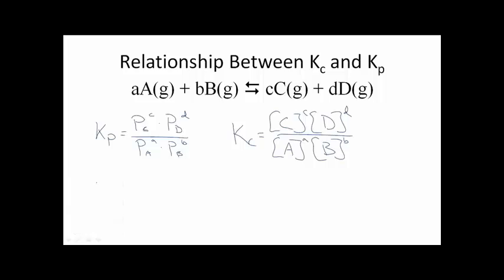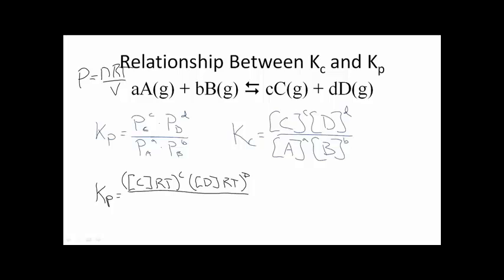So for Kp, I'm going to switch out, instead of the partial pressure of C, I'm going to put the concentration of C times RT to the c power. I can do that, I just substituted in nRT over V. And I do the same thing for the concentration of D times RT to the d power, over the concentration of A times RT to the a power, and then the concentration of B times RT to the b power.